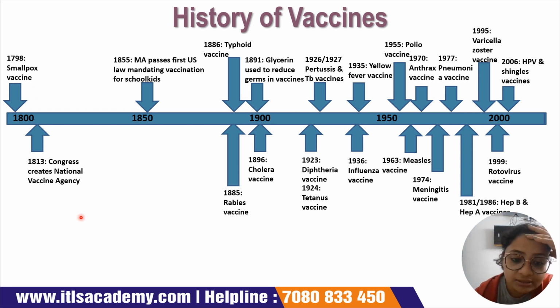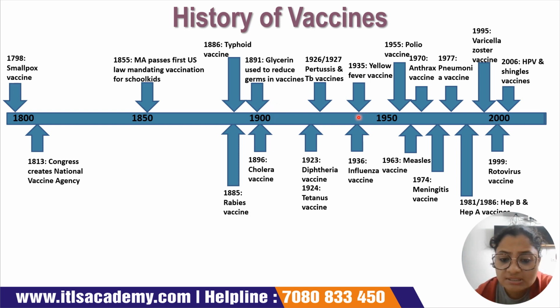Then in the year 1813 Congress creates the National Vaccine Agency. Then in the year 1855 the first US law mandating vaccination for school kids was introduced. Then in the year 1886 the typhoid vaccine was introduced. In 1885 rabies vaccine was introduced. In 1896 we had cholera vaccine. In 1891 we had glycerin, which was used to reduce germs in vaccines.